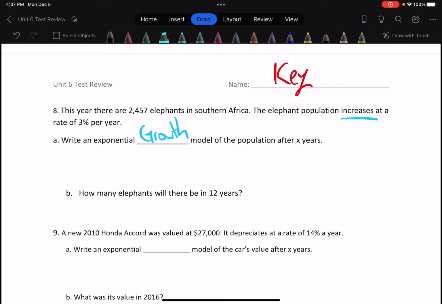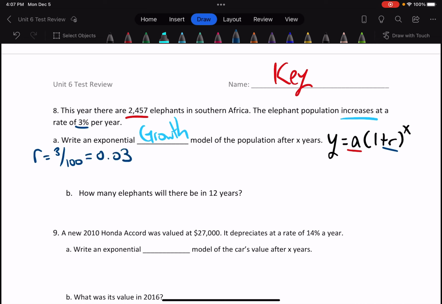The formula for growth is y equals a multiplied by 1 plus r to the x power, where my a value in this case is my initial value, so that's the amount of elephants that we start with. And my r value is going to be my rate, which is given at 3% each year. But I can't put this rate in as a percent. I've got to convert it to a decimal. So I've got 3 divided by 100. That's going to give me 0.03 for my rate.